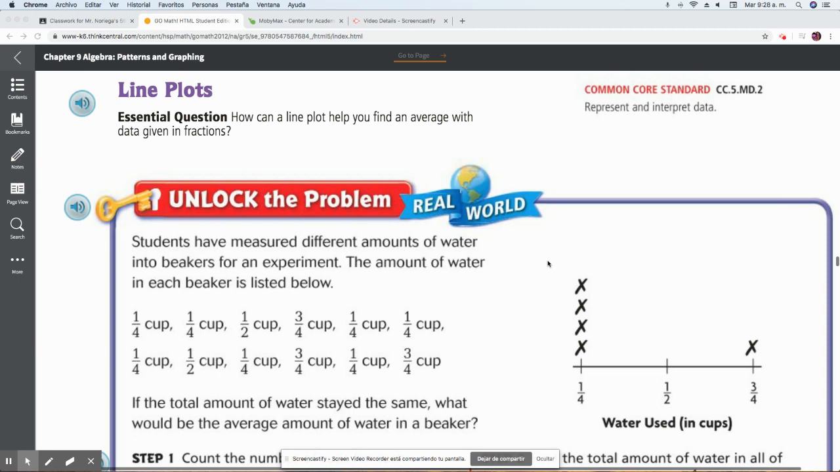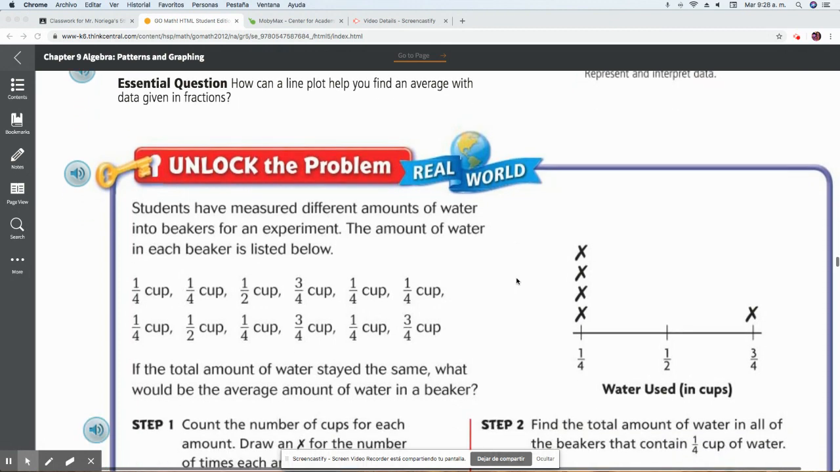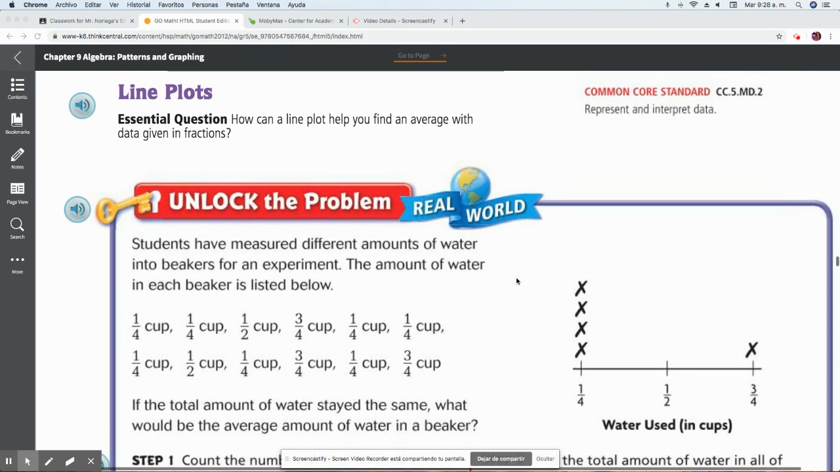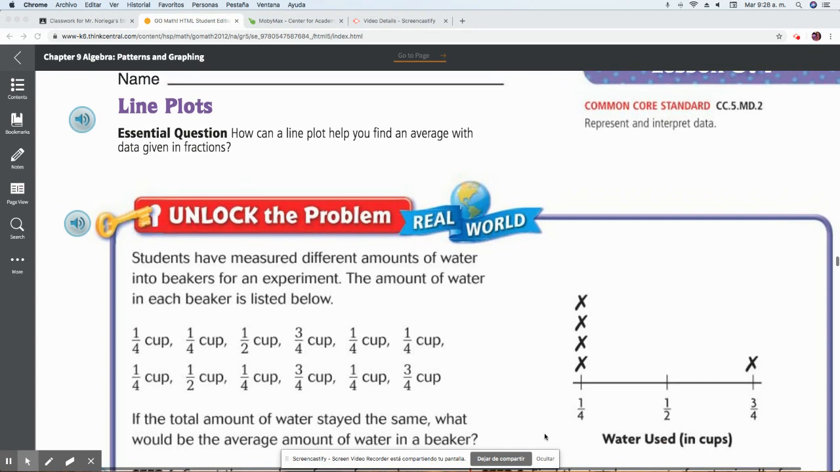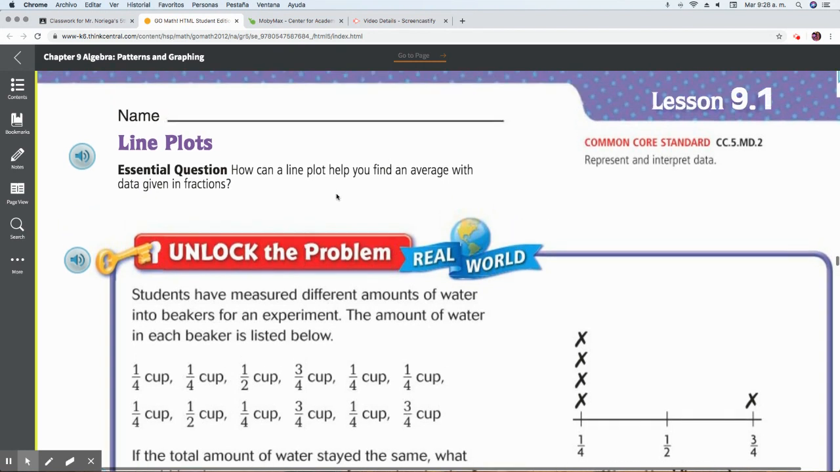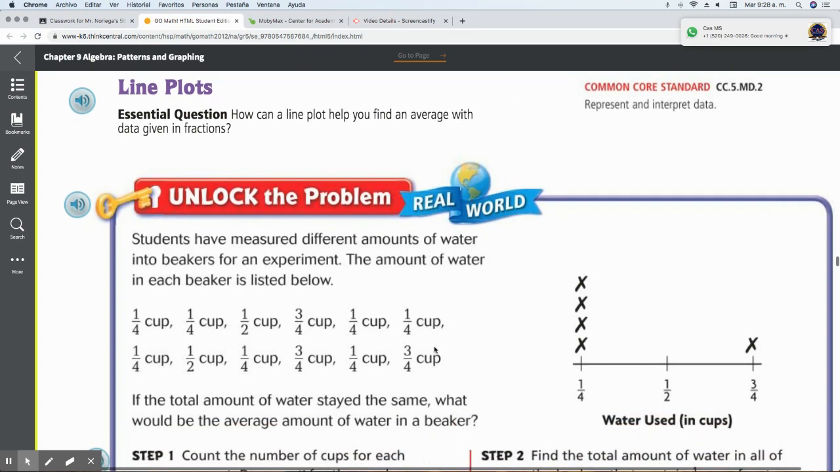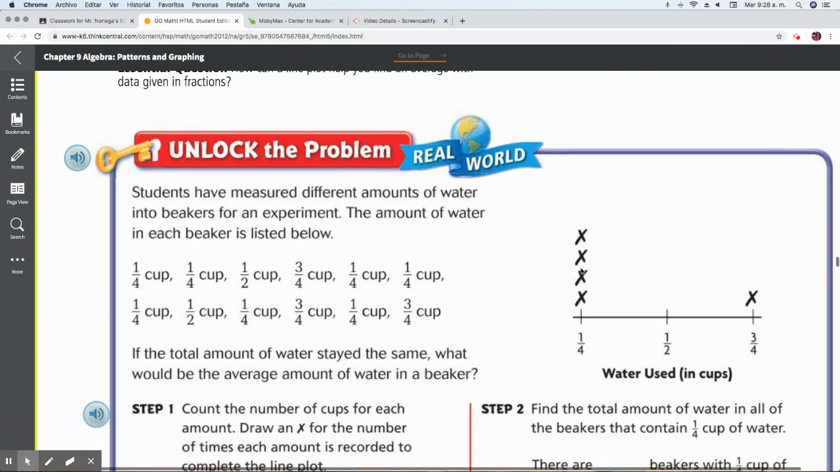Okay, so I'm going to go over yesterday's lesson, which is on page 369 in your Go Math workbook. Okay, the book that we use in the classroom. Page 369, lesson 9.1, line plots. Okay, so we are going to use a line plot to classify all of these fractions that you can see here. Okay, and then we're going to draw x's on top of each fraction.